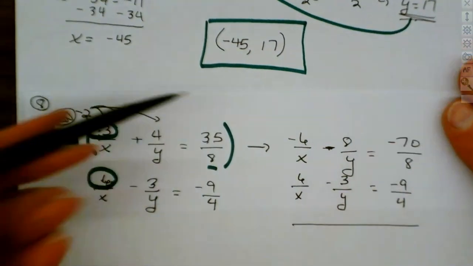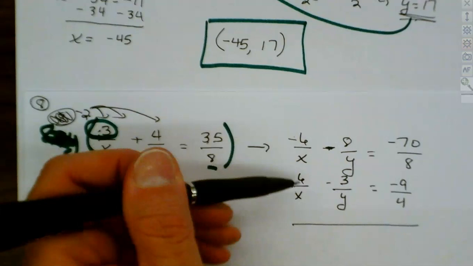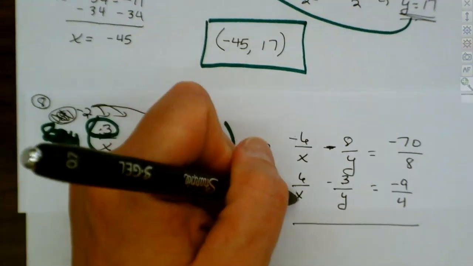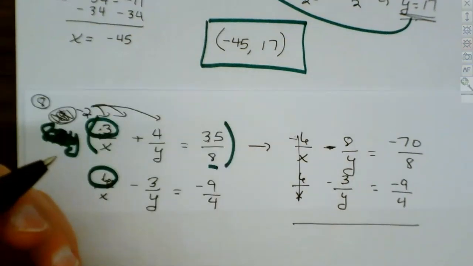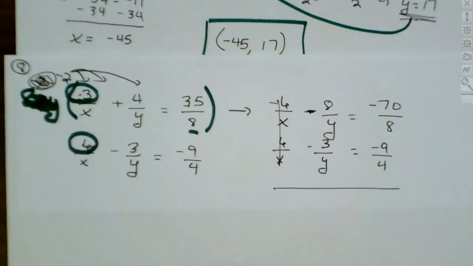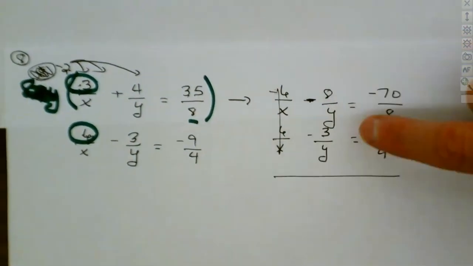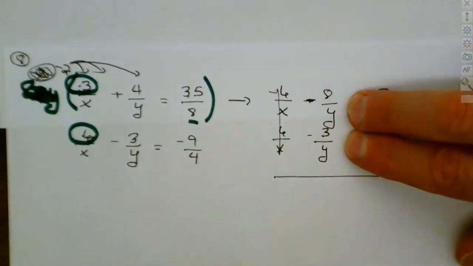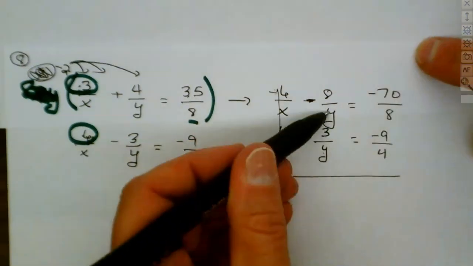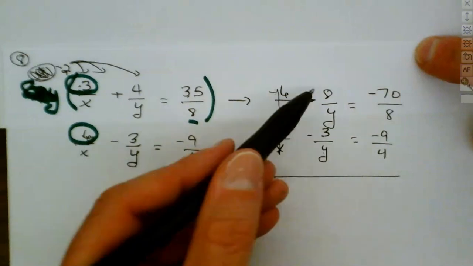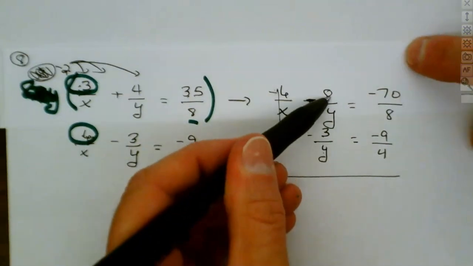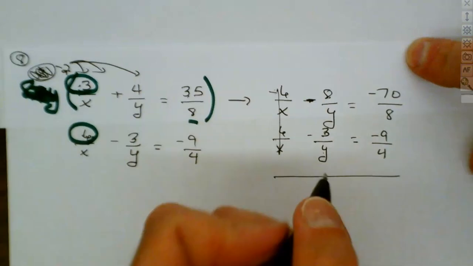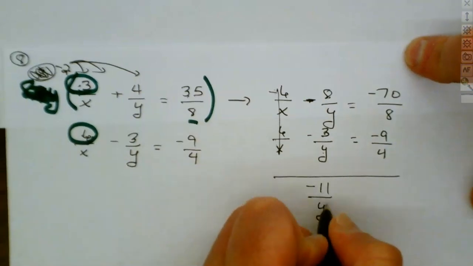This is nice because, look, these are the opposites, aren't they? So they're going to be gone. How do I handle this? How do I clean this up? Well, these can go together because they have the same denominator. So this is the easy part. -8 minus 3 makes it -11 over y.